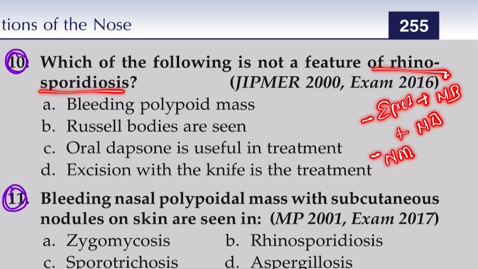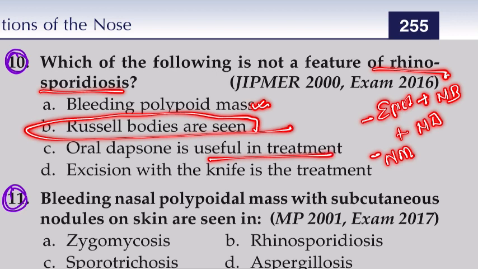Bleeding on a polypoidal mass, yes, we have said it bleeds on touch. Polypoidal mass will be there, yes. Russell bodies are seen? Russell bodies are a feature of rhinoscleroma, not rhinosporidiosis, so it is not a feature. Oral dapsone is useful in treatment. Yes, dapsone is given. It arrests the maturation of spores and inhibits folic acid synthesis. We give 100 mg OD orally, along with iron and vitamins.